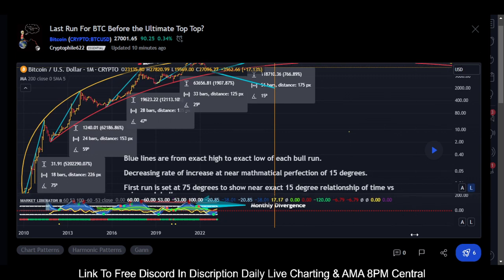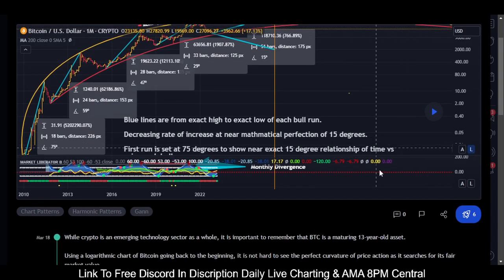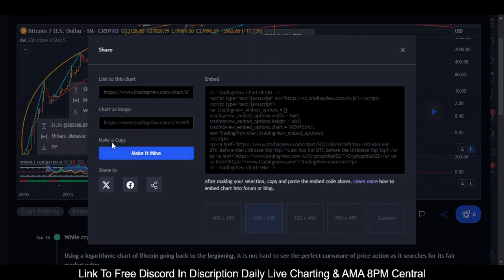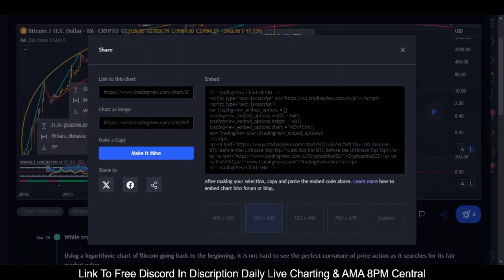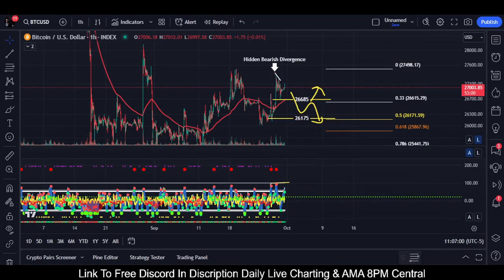Let's go ahead and pull this into TradingView, go to the share button, make it mine. Looks like I have too many charts saved already. Let's pop over to the regular chart. Well, let's just take a look at where Bitcoin's at right now.